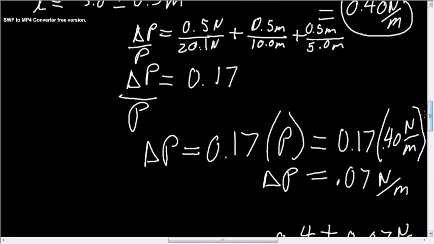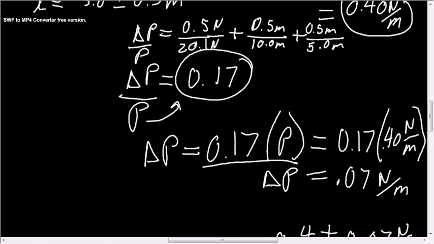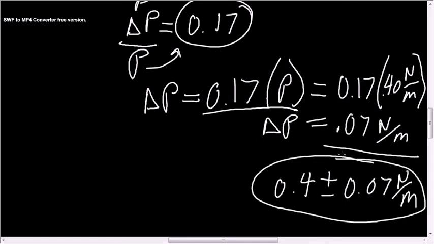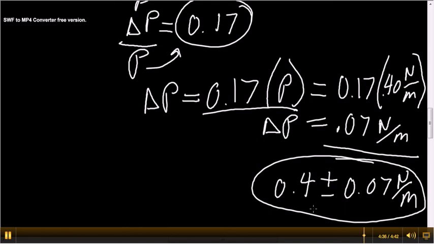I then have to multiply this 0.17 by p, like shown here, in order to get the absolute uncertainty of my measurement. So I find that my final answer is 0.17 times 0.4, my answer from up above, and I get 0.4 plus or minus 0.07 newtons.